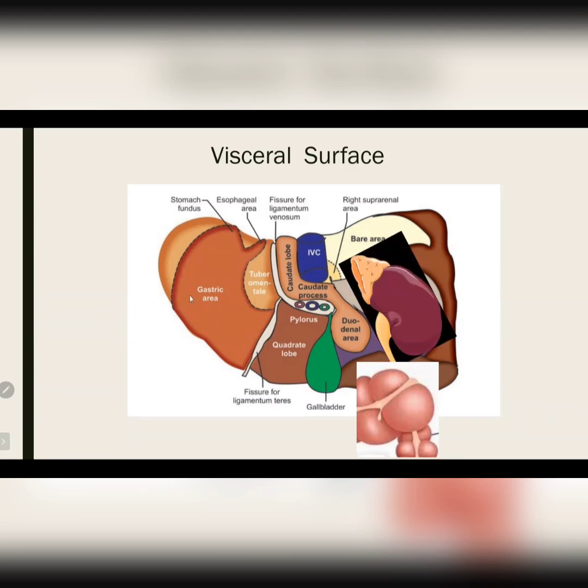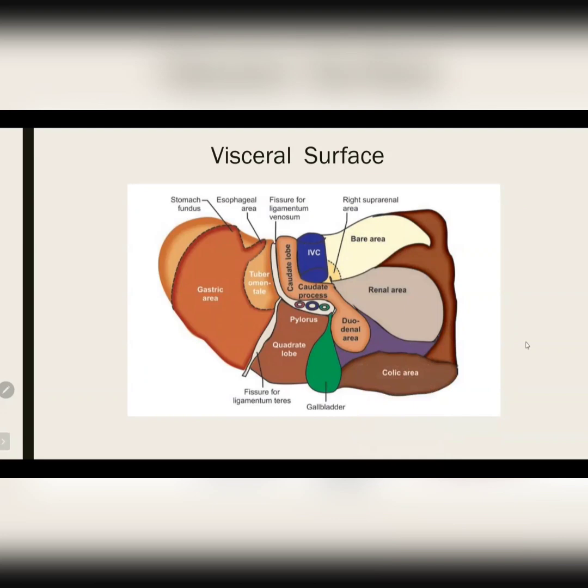Okay, now just look at the position of the right kidney and right suprarenal gland. So here is the renal area and a suprarenal area. And finally, lower down here, there is an area related to the right colic flexure. That is the colic area. And here there is a groove for the gallbladder as well.